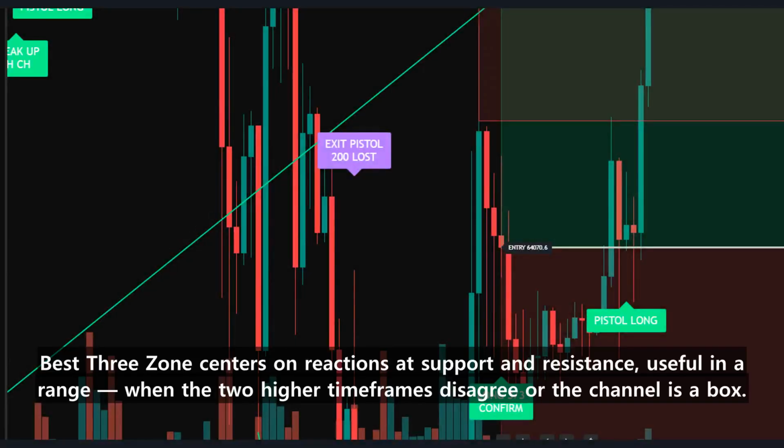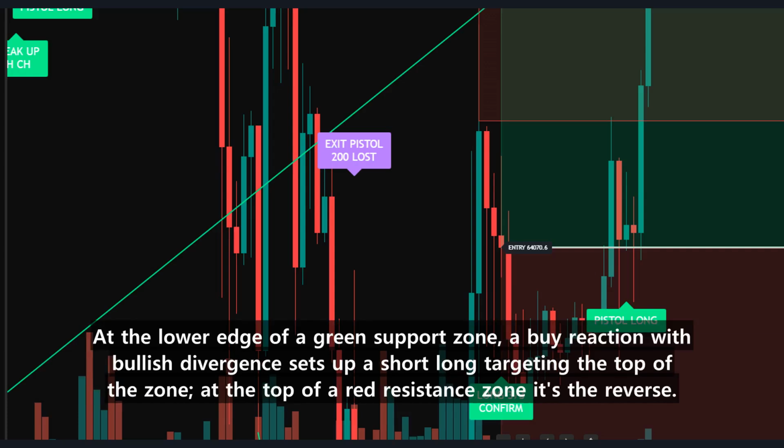Best 3 zone centers on reactions at support and resistance, useful in a range, when the 2 higher time frames disagree or the channel is a box. At the lower edge of a green support zone, a buy reaction with bullish divergence sets up a short-term long targeting the top of the zone. At the top of a red resistance zone, it's the reverse.